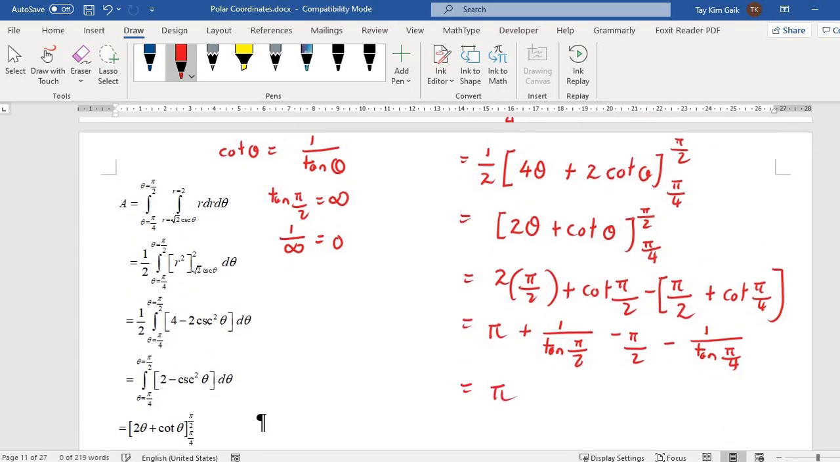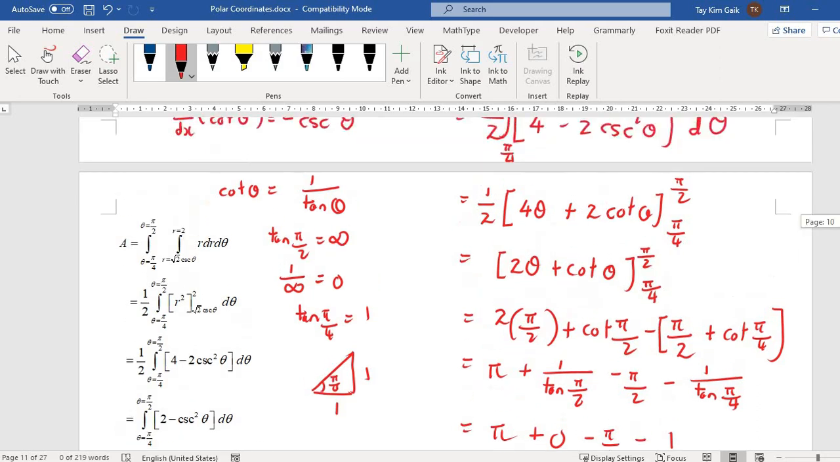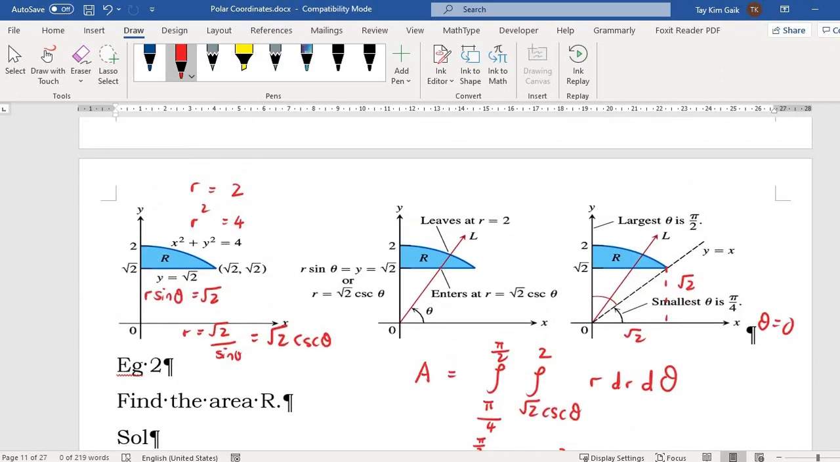So you get pi. Okay, this part, minus pi over 2. Tangent pi over 4 is actually 1. That's what we said just now. If we have pi over 4 here, these two must be the same. The length must be the same. That's why tangent pi over 4, the answer is 1. So pi minus pi over 2, so you got pi over 2 minus 1. The area is pi over 2 minus 1 using polar coordinates. And when you check using geometry, it is actually correct.